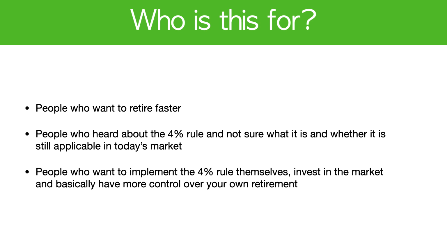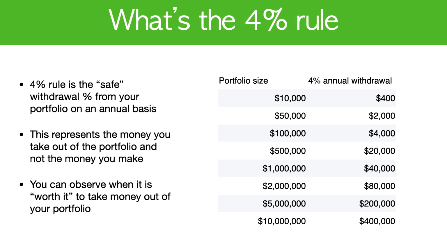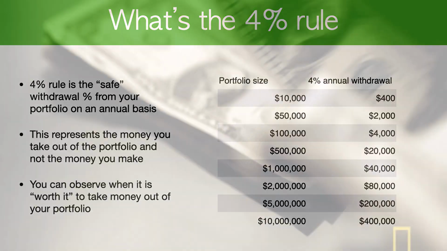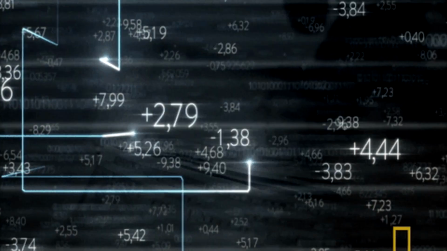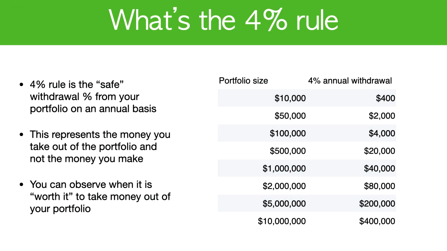So let's dive into the first piece of data. Now, the 4% rule is the safe withdrawal percentage from your portfolio on an annual basis. So the 4% rule really revolves around taking money out of the portfolio. It's not necessarily an investing strategy, but it represents how much money you can take out of the portfolio and you can still retire for many, many years to come.